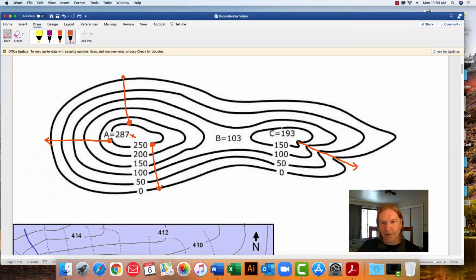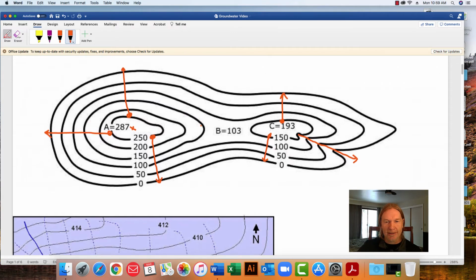Same thing over here. If I were to draw flow lines from this spot right here, they would look like that. And over here, the flow lines would look like that. So once we have a contour map, we can figure out which way water is going to flow over that surface, no matter where we're at. Okay? All right, so let's take it to the next level.